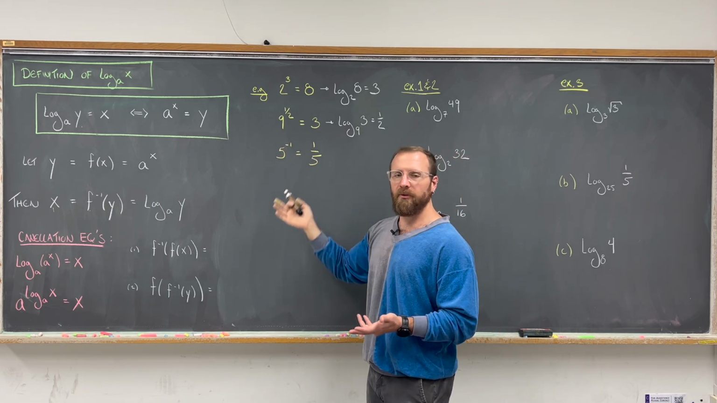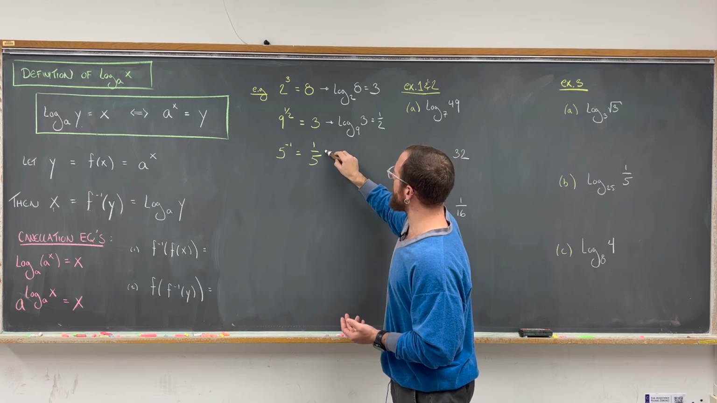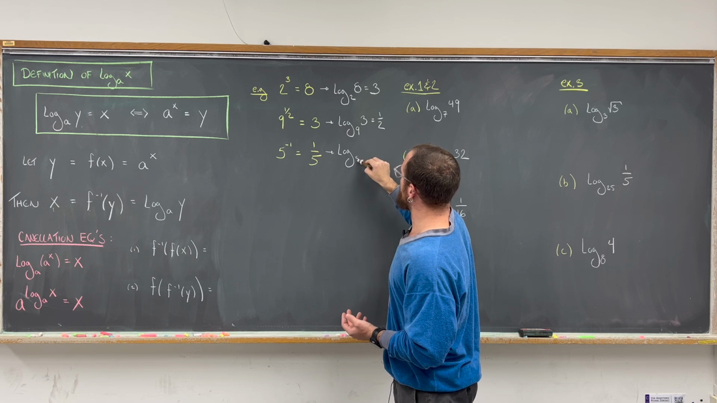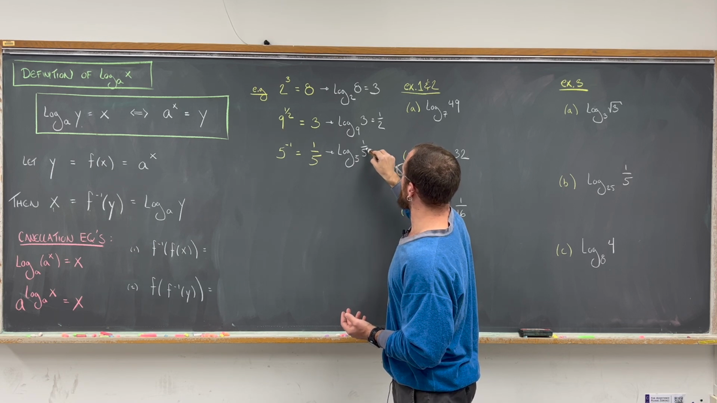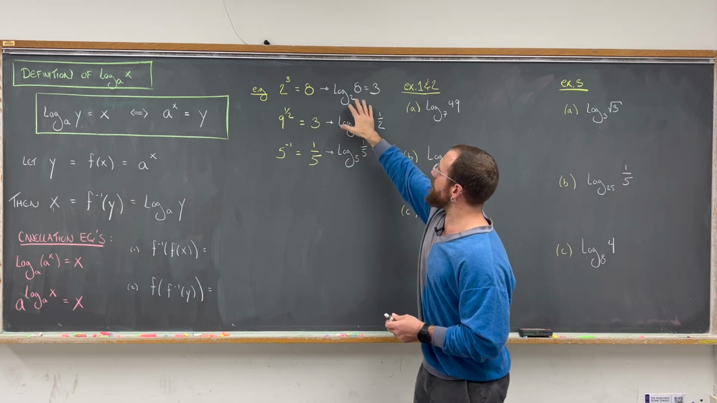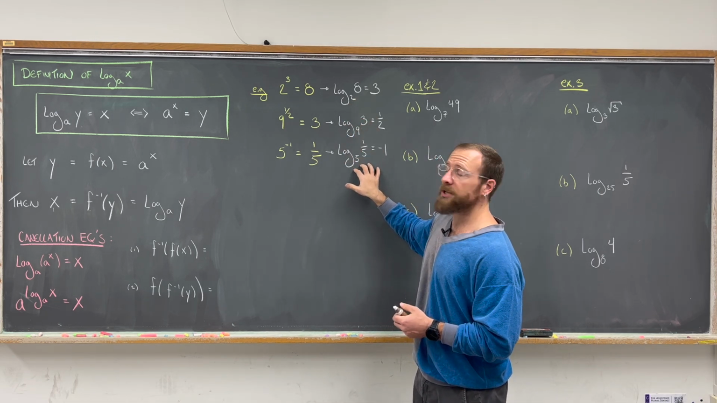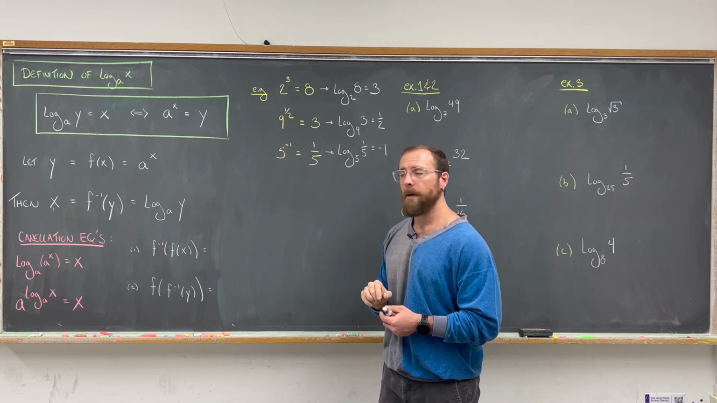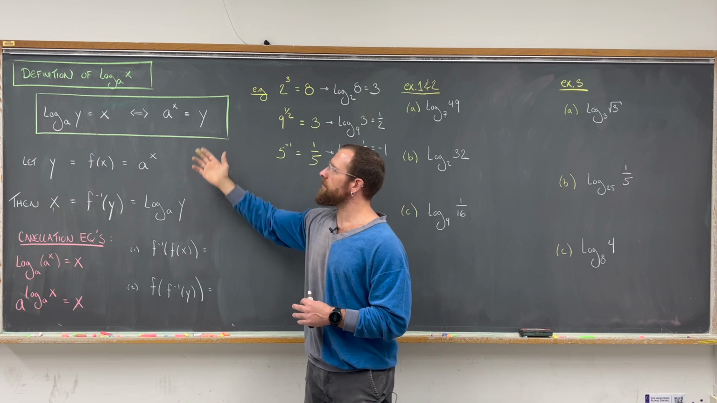And here's one more. 5 to the power -1 equals 1/5. Maybe you're picking up on the pattern. That's what I'm shooting for right now. That means that log base 5 of 1/5 is -1. All of these are true statements. All of these logarithmic statements are just restatements of these exponential statements. Okay? That is the definition of logarithms.